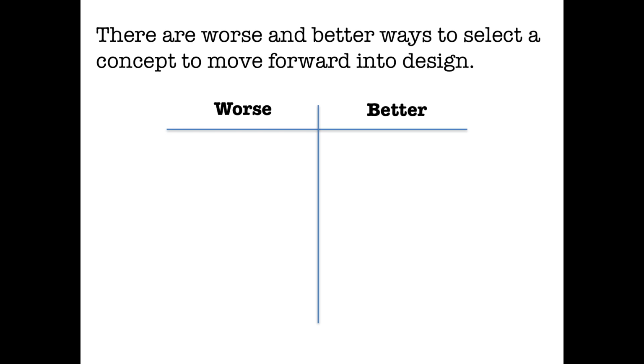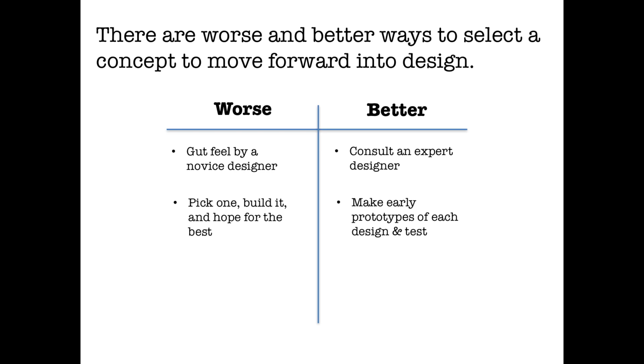There are better and worse ways to do concept selection. Once you get to senior design, so in 2 to 3 years, you will be able to use pretty much any method that you want in order to do concept selection. But here in this class, we're going to insist that you use a method called a decision matrix. But it's valid to consult an expert designer, to make prototypes of each design and test it, which can be kind of an expensive way to do it, or to use a decision matrix. So all three of these here are valid options.